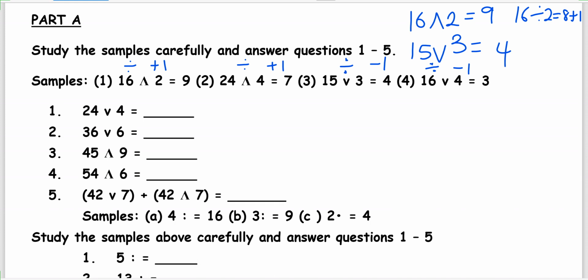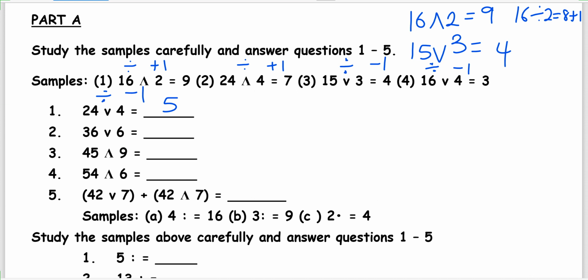So the first question says 24 and 4. So for number 1, what do we do? Number 1 is the second sample. Okay, so what do we do? You divide and subtract 1. So you do 24 divided by 4, that is 6. 6 minus 1 will give you 5. So that is the sample.